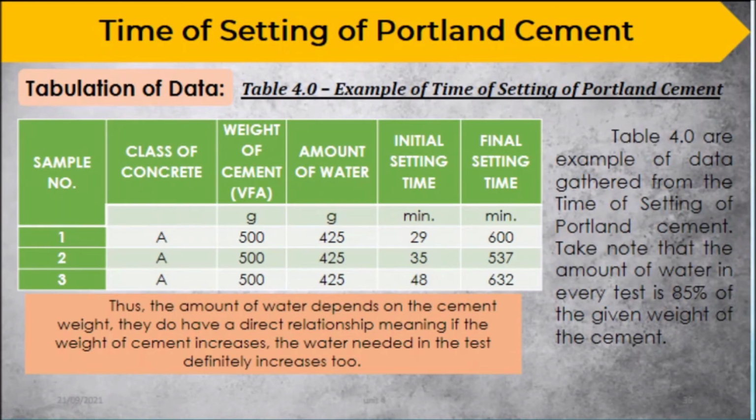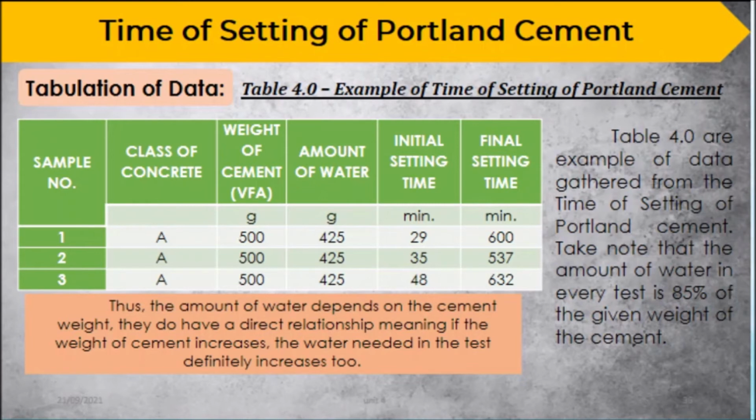So, we have Table 4.0. This is an example of time setting of Portland cement. Here, meron tayong tatlong sample na ginamit and lahat sila ay class A na cement paste. For the weight of cement, pare-parehas naman na 500 grams. Dito class, yung amount ng water na gagamitin natin must be 85% ng given weight na cement. So, since 500 grams sila lahat, ang amount ng water na idadagdag natin is pare-pareho, 425 grams.